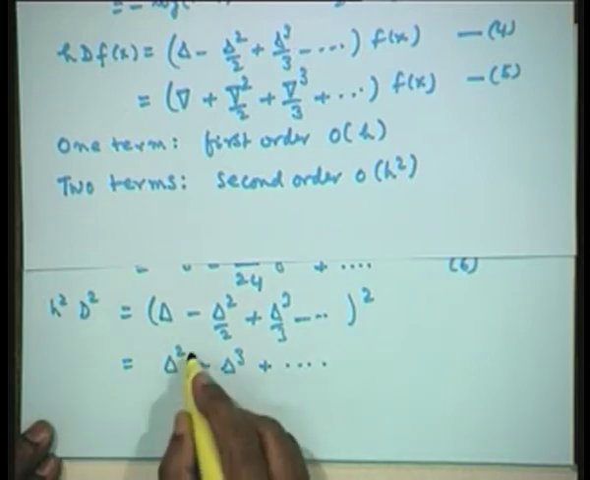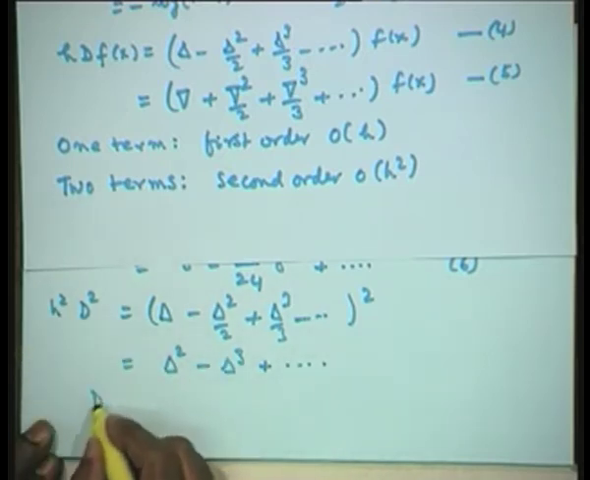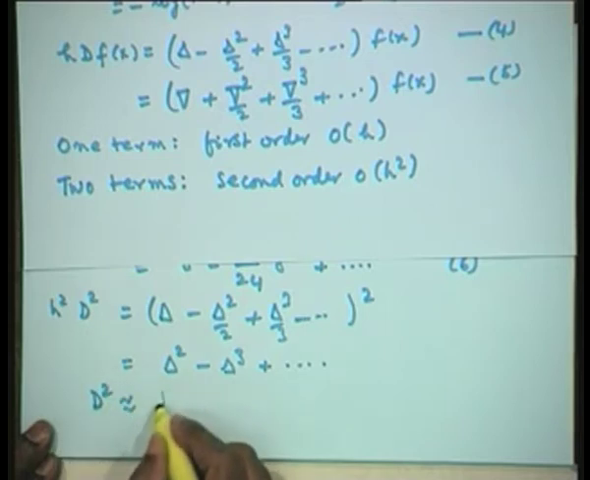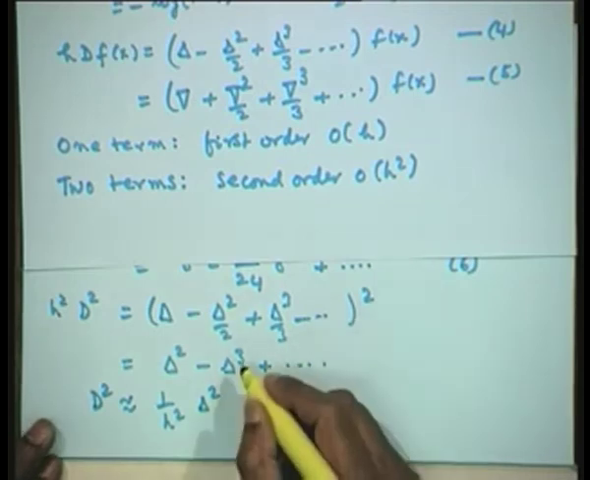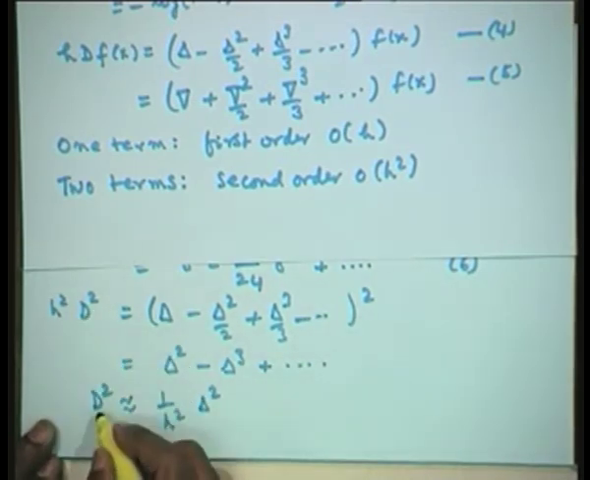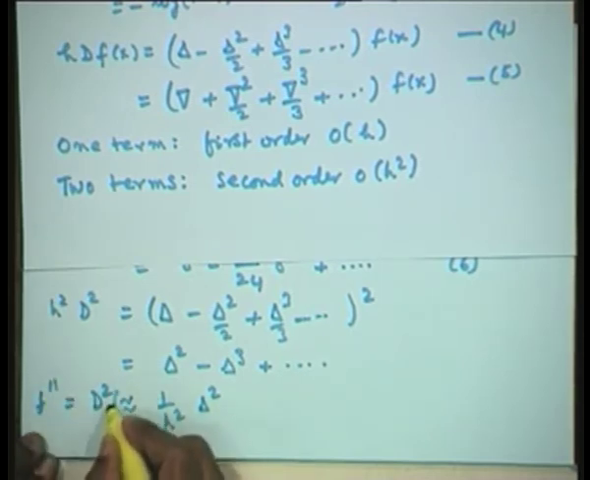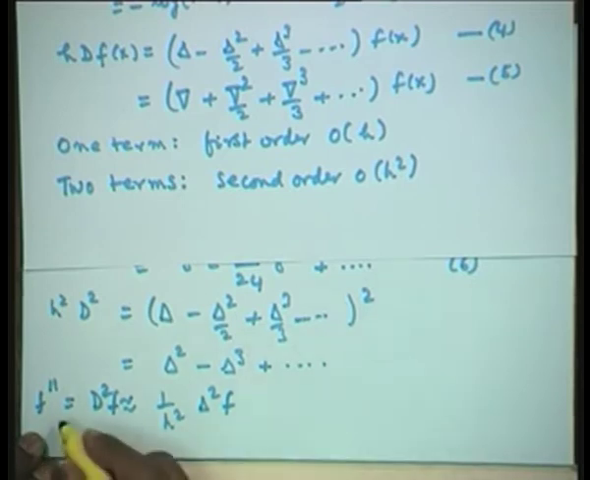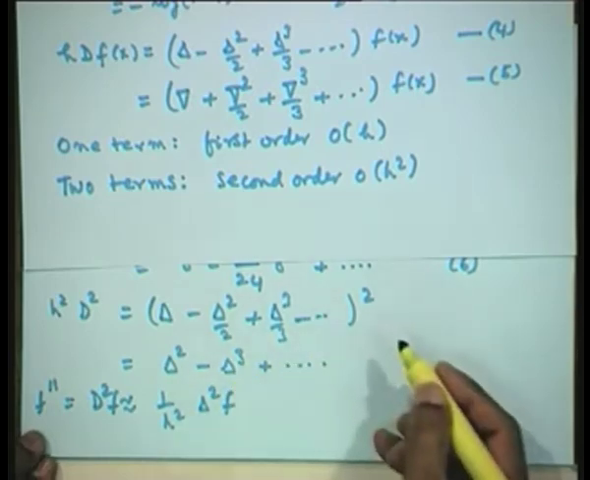Now you can see again, if I cut the first term, what we have done earlier we get it, that is D squared is approximately 1 upon h squared delta squared. This is what we have derived earlier using the forward differences, that second derivative D squared, this is your second derivative f double dash, put f here. So the second derivative is simply 1 upon h squared delta squared f, and if I write one more term, I will be using more number of points.